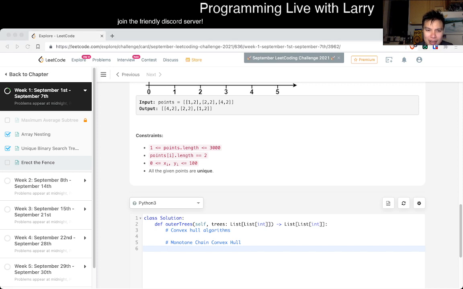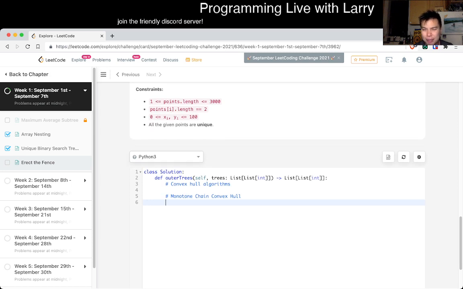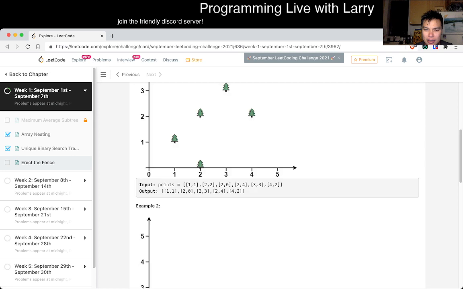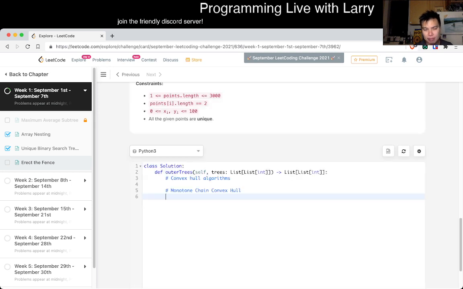Okay, let's see. So now we basically calculate the bottom chain, maybe. I mean, it doesn't really matter per se. So yes, let's do it. We basically sort everything by the x coordinates. So we sort everything by x, and then now we're going from left to right.